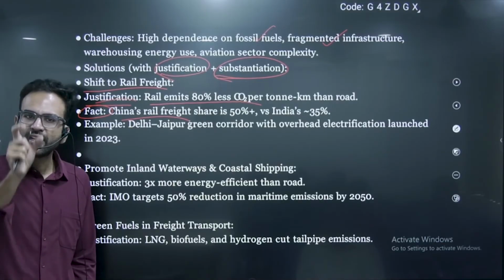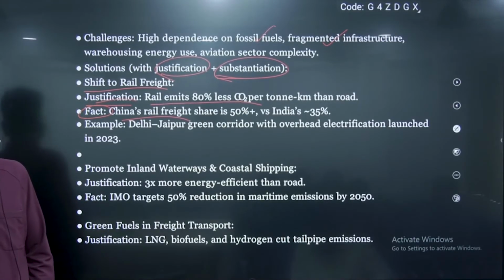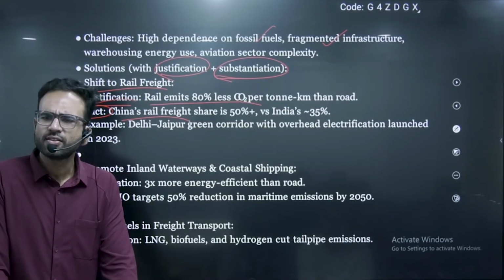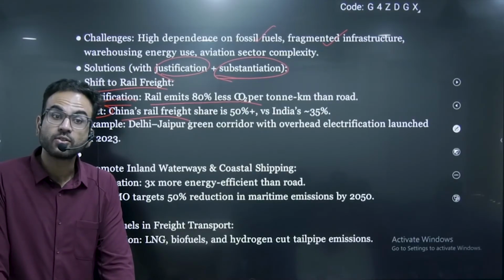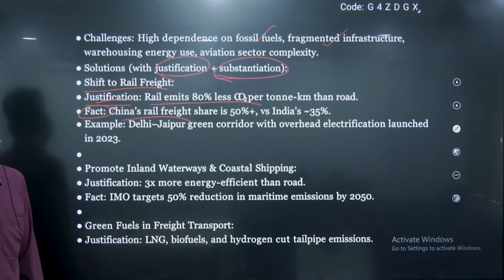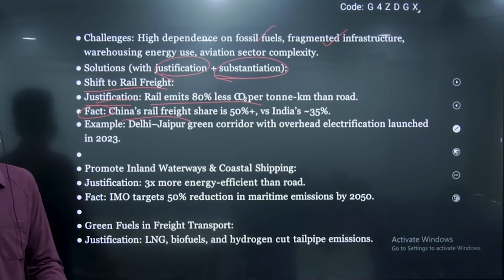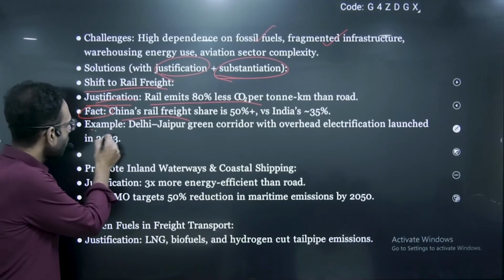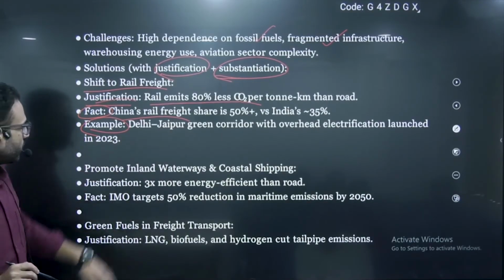The difference between a generic answer and a topper answer is this justification and substantiation. Everybody says that we have to move away from roads. It's common sense. We have to pick up railways. Why should I go for railways? This justification is absent in answers. They just write one point, shift to rail freight. Over. They'll go to the next point. See, you're also giving some example in India. You can pick either of them.